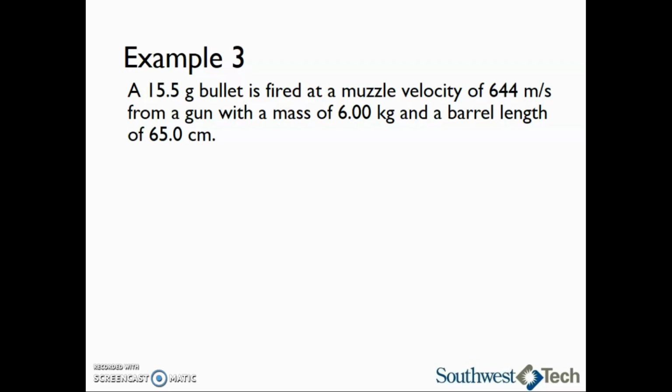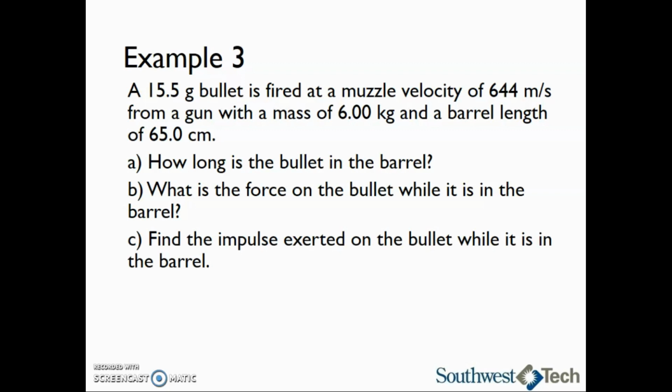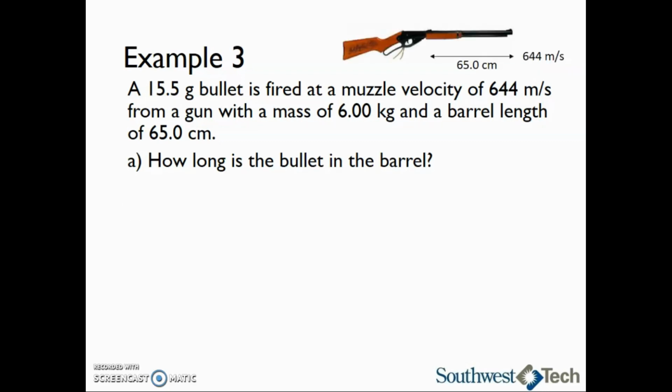There are several questions we want to answer about this problem. First, how long is the bullet in the barrel? Next, what is the force on the bullet while it is in the barrel? Next, find the impulse exerted on the bullet while it is in the barrel. And finally, find the bullet's momentum as it leaves the barrel. The first thing we want to find is how long the bullet is in the barrel.